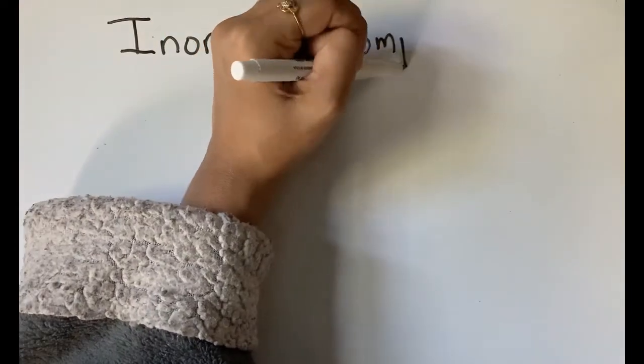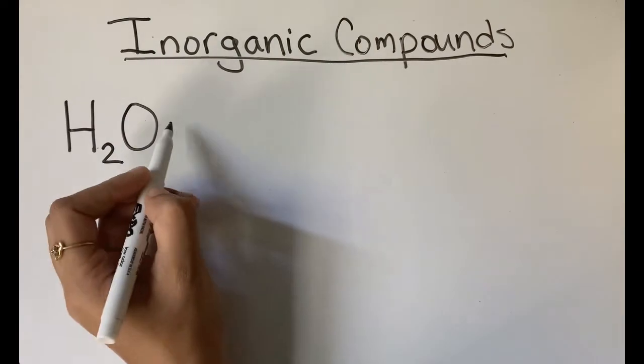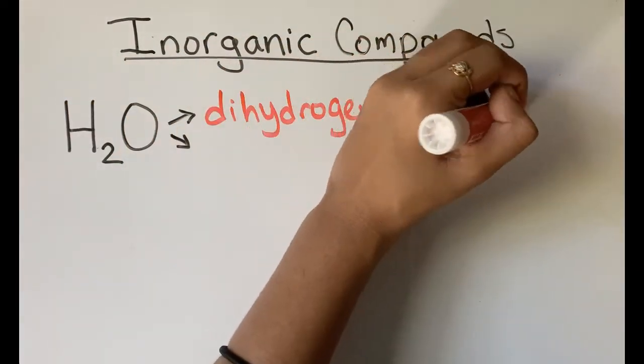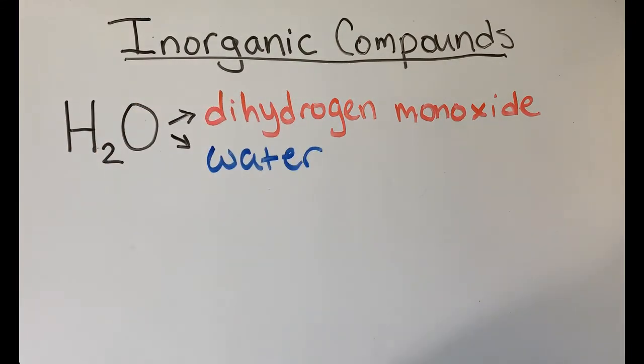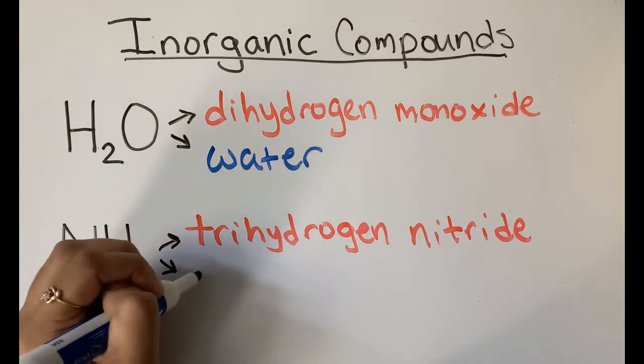The final thing we'll talk about today are inorganic compounds. There isn't much to say. These compounds just have common names that they can be referred to, and there's no way to know what the names are without memorizing them. For example, H2O. Its chemical name is dihydrogen monoxide, but we usually just call it water. Or NH3, which could be called trihydrogen nitride, but it's mostly just called ammonia.